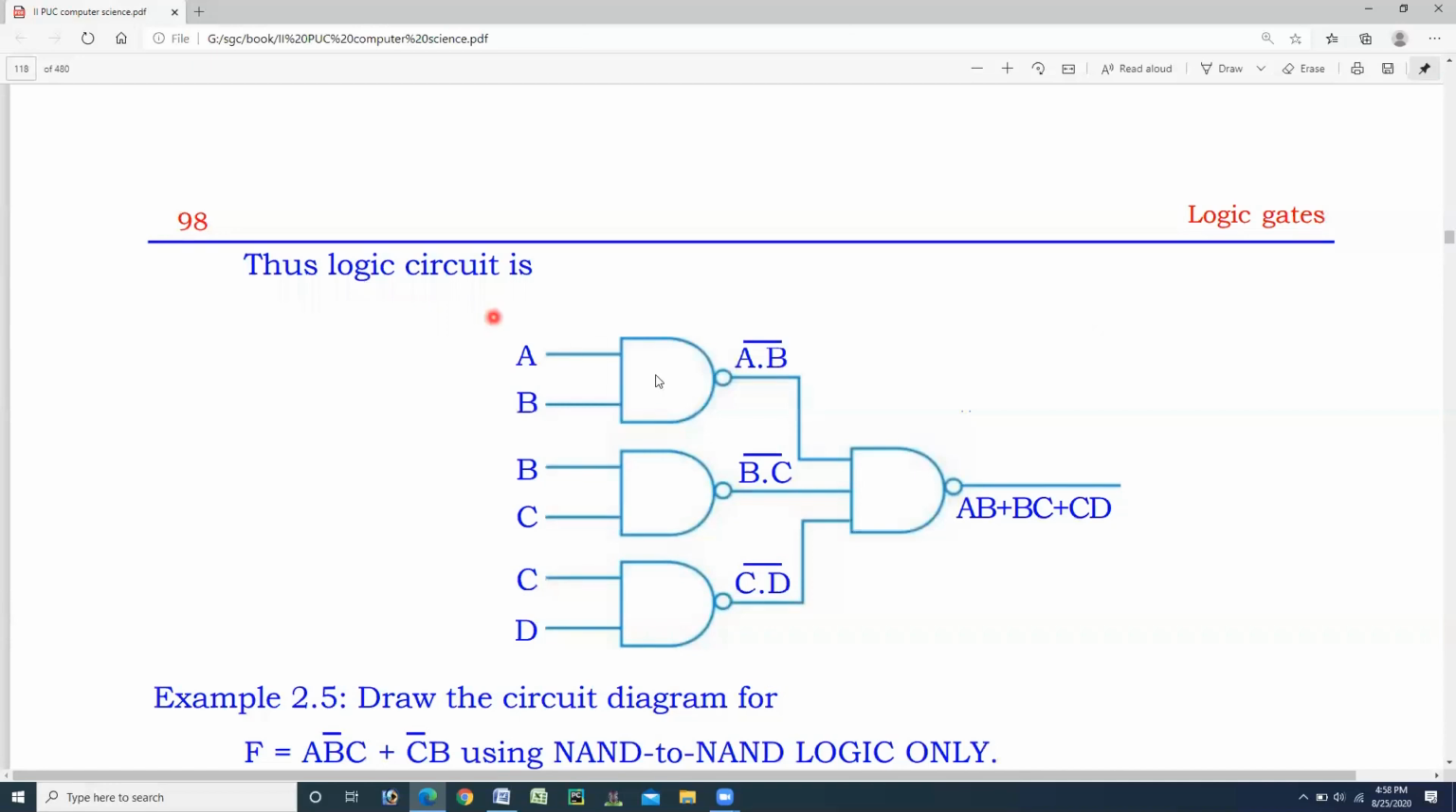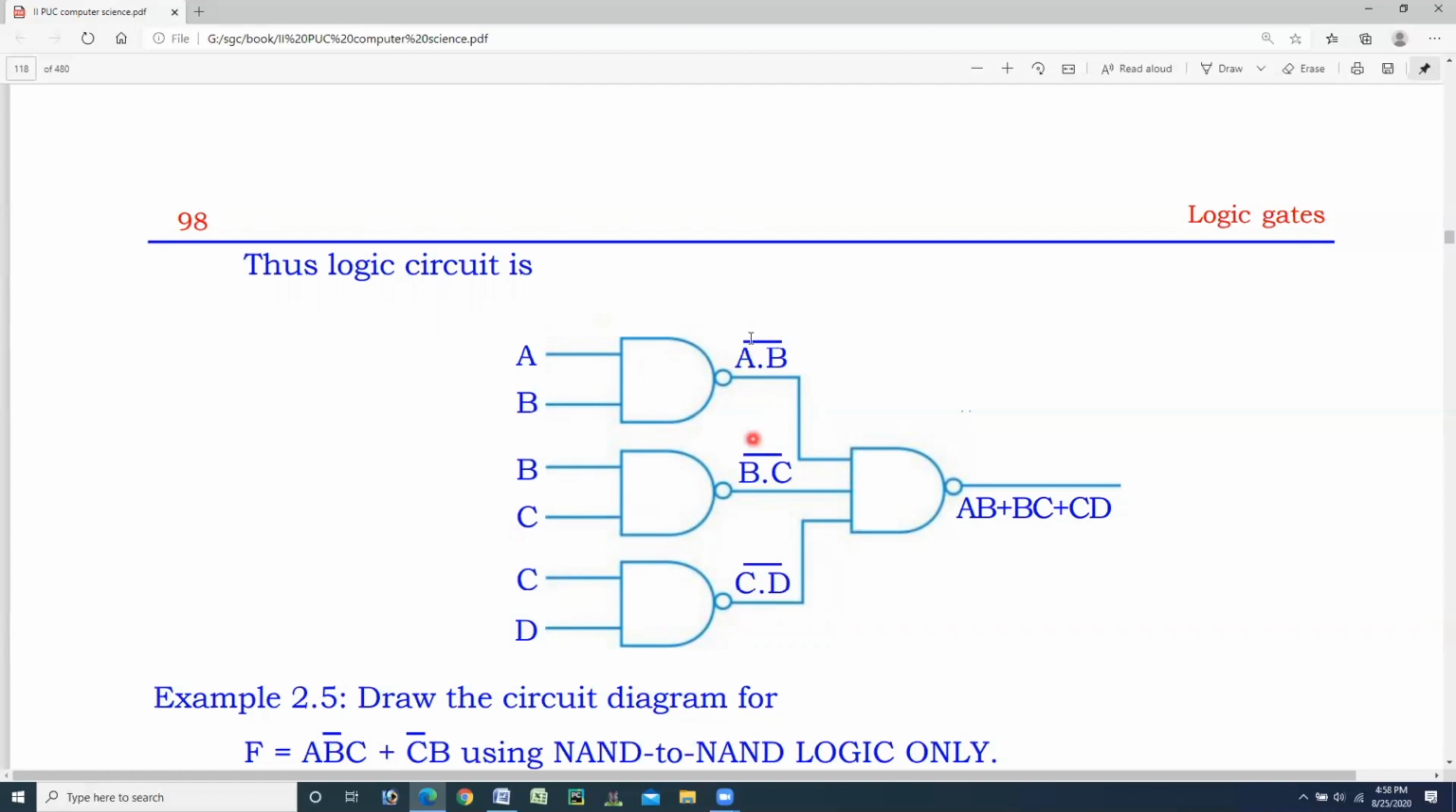So in the first NAND gate, A and B are the inputs. The output will be A dot B whole complement. In the second NAND gate, B and C are the inputs. The output will be B dot C whole complement. And in the third NAND gate, C and D are the inputs, so the output will be C dot D whole complement.